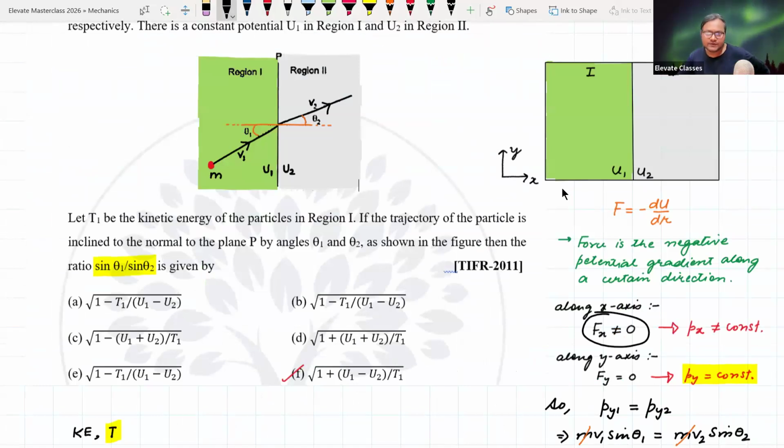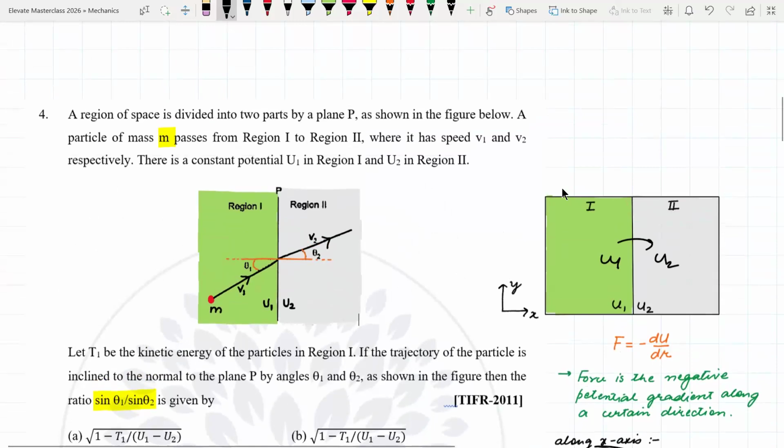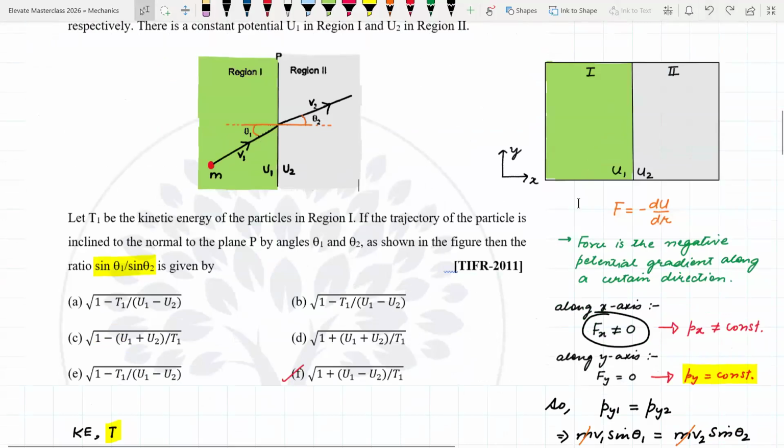Because there is a potential gradient. Gradient means change. Is it changing or not changing? Here it was U1, here it became U2, so did it change or not? Sir, the question doesn't say that U1 and U2 are different, it says constant potentials U1 and U2. But the velocity is changing, no? The angle it makes with the horizontal direction is changing. That means kinetic energy is changing. So if kinetic energy is changing, the potential energy must change to keep the energy conserved.